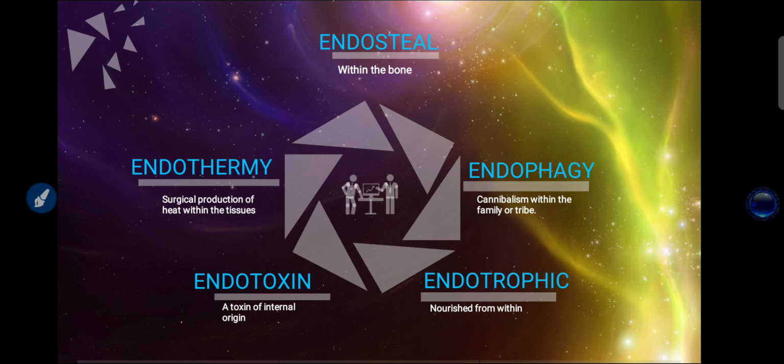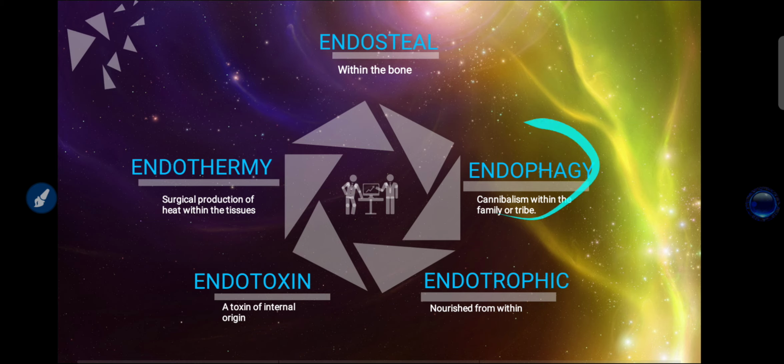Okay, the next word is endothermy. In endothermy, thermal means heat. So it is the surgical production of heat within the tissues. What does it mean? Actually, while doing operations, or we can say surgeries, doctors try to stop bleeding, and to do that they have to produce heat within the tissues so that the bleeding will be stopped. So this process is known as endothermy.